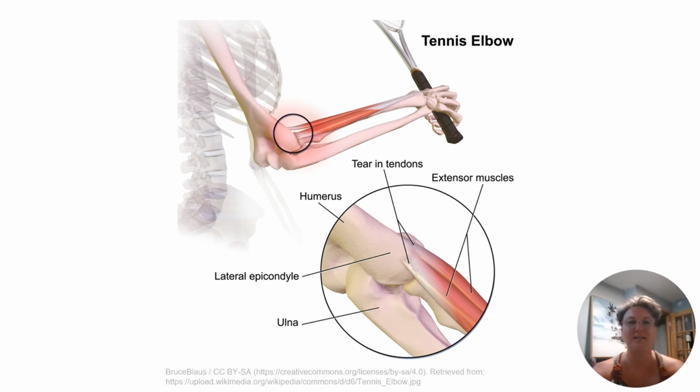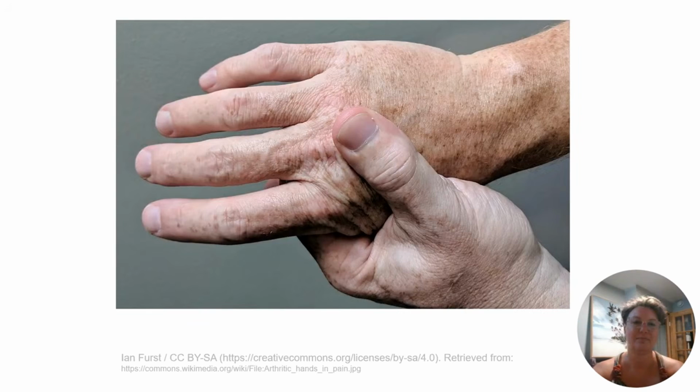Although you cannot see the inflammation from the outside, the tendon at the elbow feels sore and may make some movements uncomfortable. We can also look at inflammation and arthritis. This photo shows an example of arthritis, the swelling of the joints.